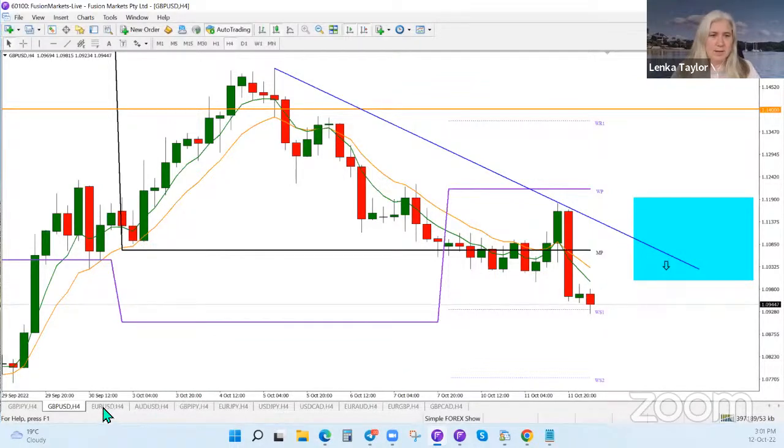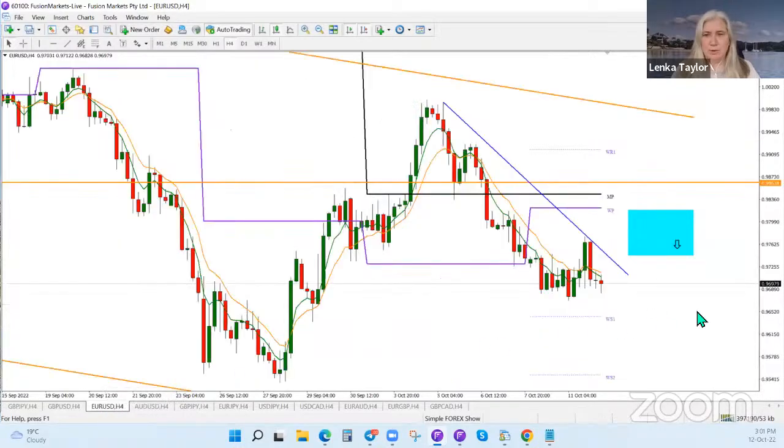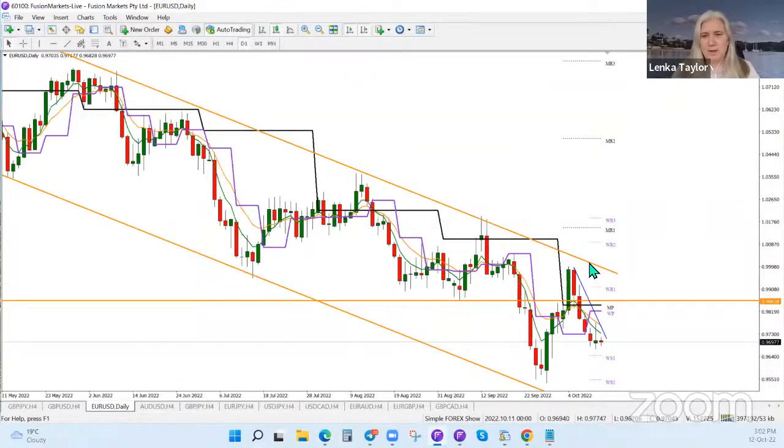Next currency pair I'm looking at is the EUR/USD. And on EUR/USD, I'm still also looking at short here. So we're in the long-term down trend, within the channel. We're now about halfway back down the channel, so still looking to go short at least to those previous lows.